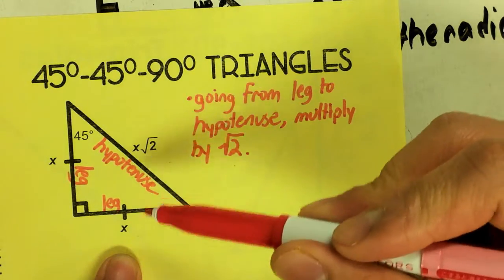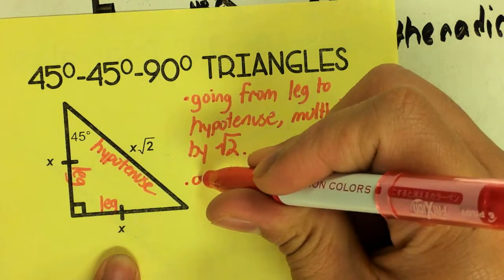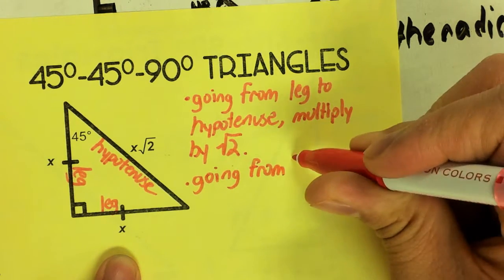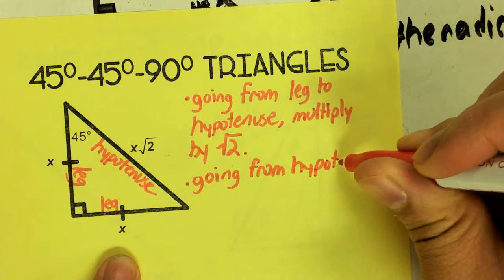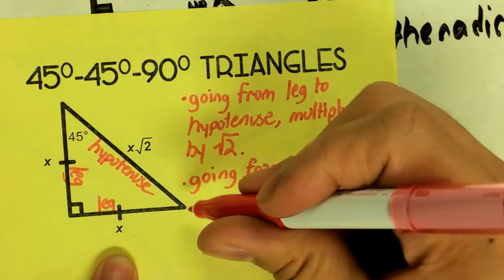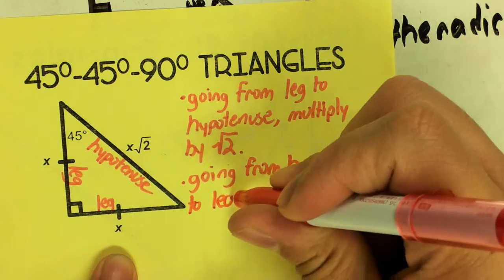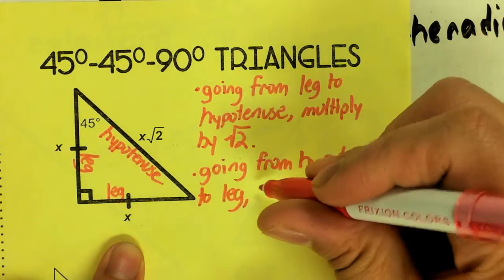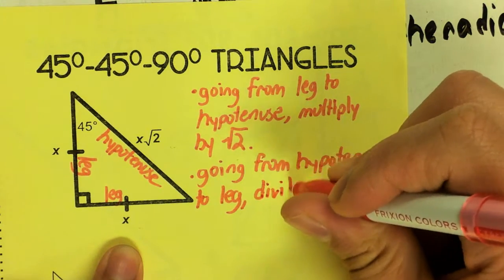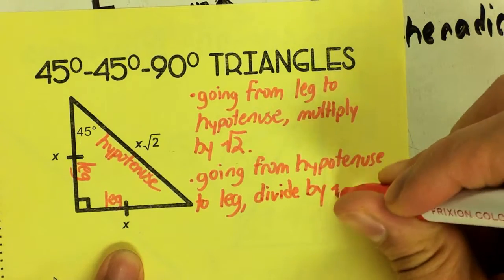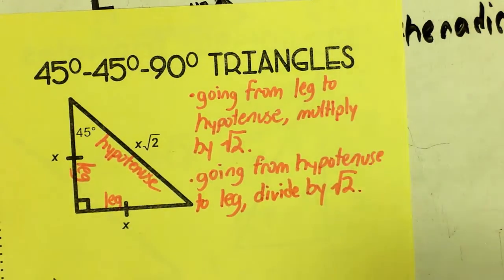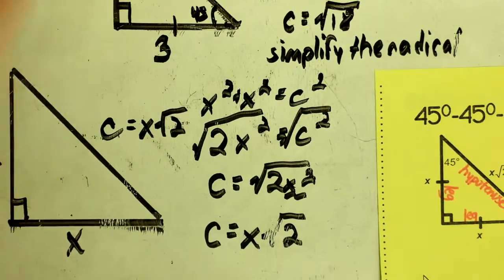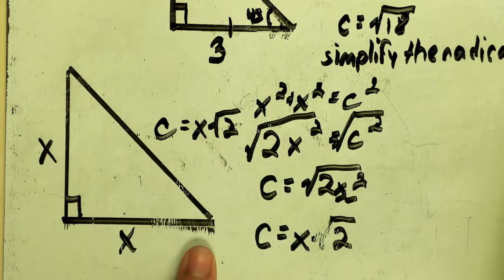Now if we were going backwards, that is going from hypotenuse to leg, backwards of multiply, the opposite of multiply is divide, so we divide by square root 2. And again, this is a pattern that we got from doing the Pythagorean theorem over here.